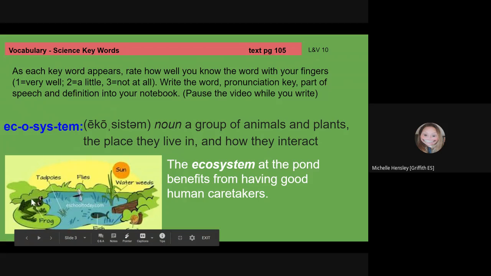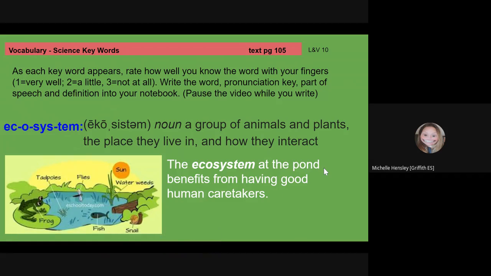This pond is an ecosystem, right? The ecosystem at the pond benefits from having good human caretakers. So the ecosystem, the location, is the pond. The animals are frogs, tadpoles, flies, snails, and fish, right? And then there's plants. There's water weeds. It looks like there's some other plants around the edge of the pond, probably some grasses. How all of those things interact with each other is an ecosystem.